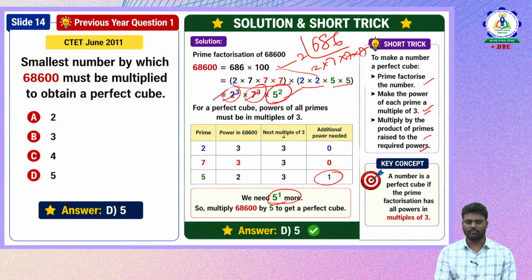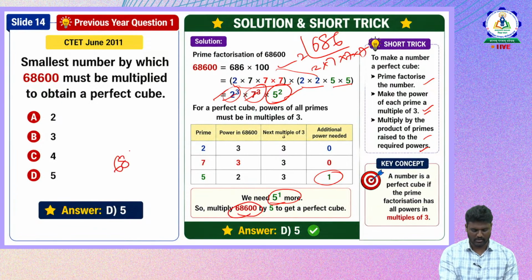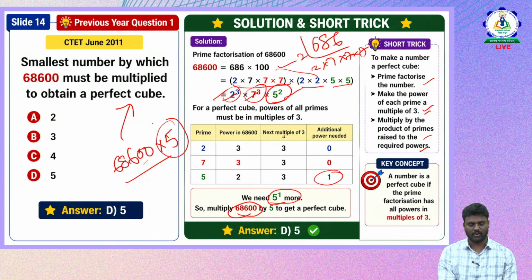In order to get that, we have to make it a perfect cube, so we multiply the given number 68600 by 5 again. The smallest number we need to multiply to get a perfect cube is 5. So option D is the correct answer, since 5 is in option D, in order to get the perfect cube of the given number.